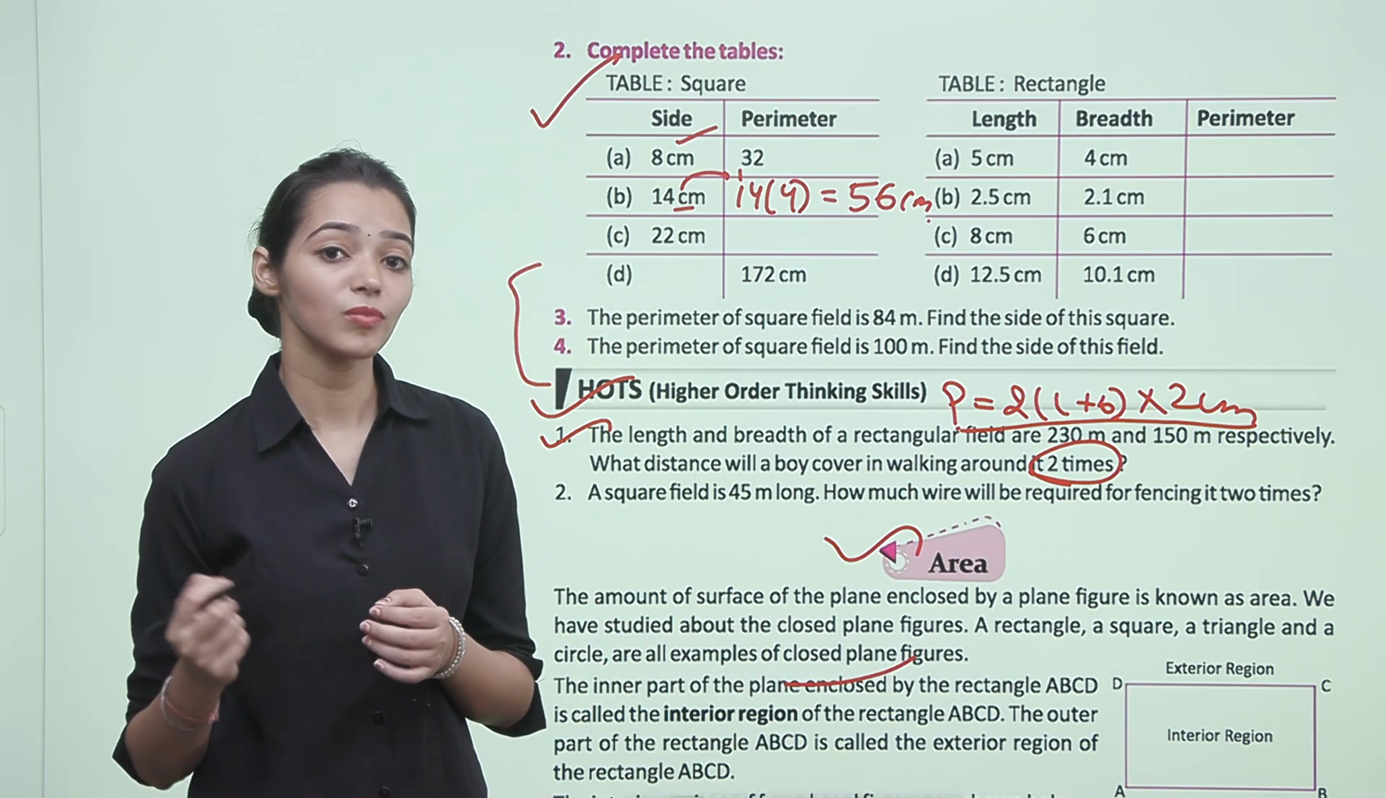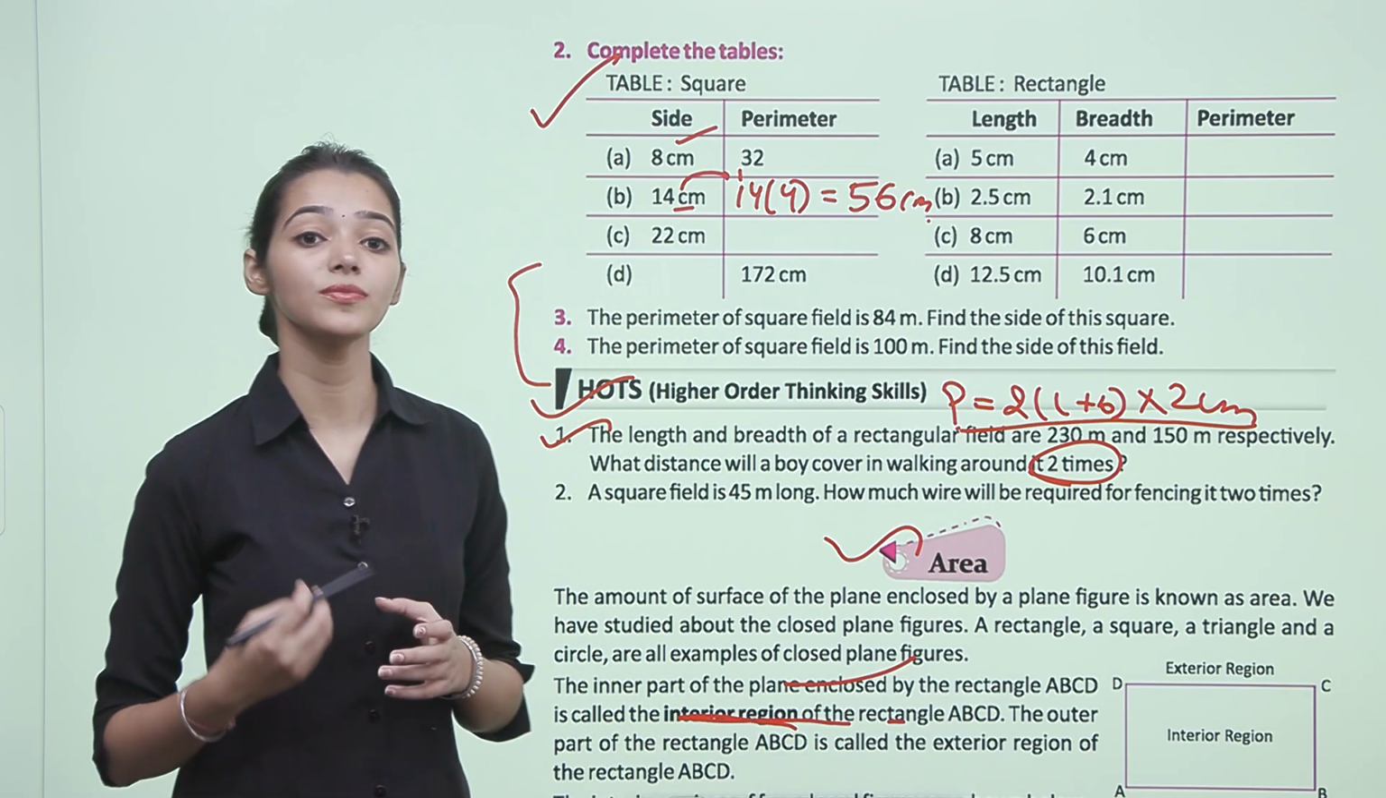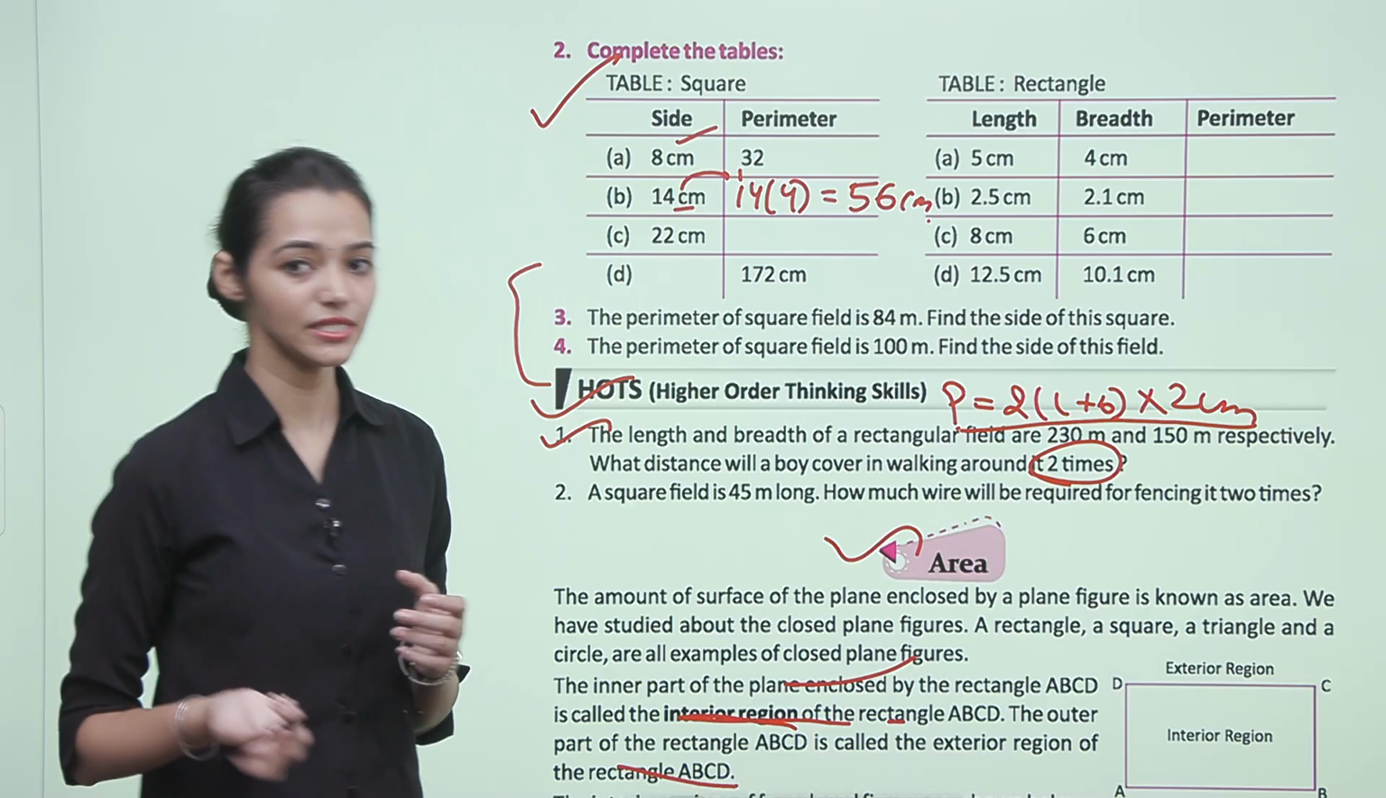Now the inner part of the plane enclosed by the rectangle ABCD is called the interior region of the rectangle, and the outer part of the rectangle ABCD is known as the exterior region of the rectangle ABCD.